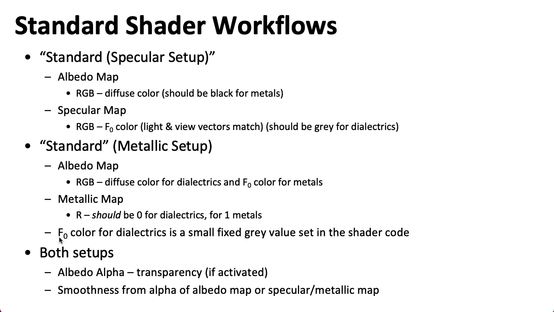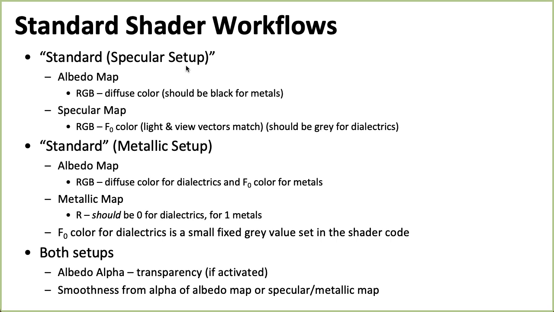And remember that for dielectrics, F0 is some sort of grayscale. It's not an actual color. Now, there is this standard specular setup that's more general than the metallic setup. Here you have an albedo map that really is the diffuse color. This should be black for metals, but you can set it to something that's not black if you have an artistic reason to be doing that. And there's a separate specular map. And again, for dielectrics, F0 should be gray, but there's nothing stopping you from putting a color in there if you have an artistic reason to do that. It's not physically plausible, but you can do it.